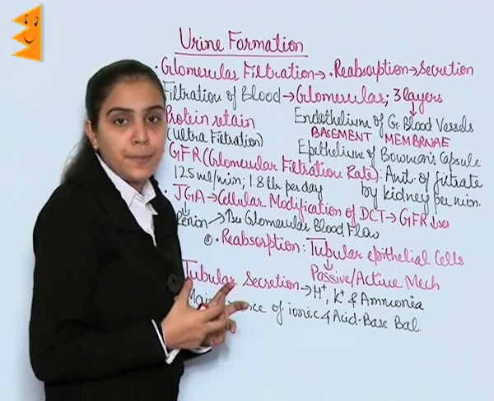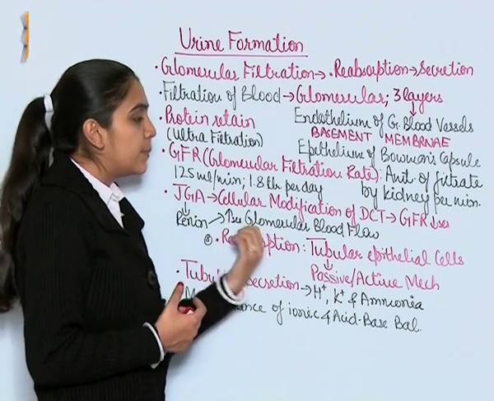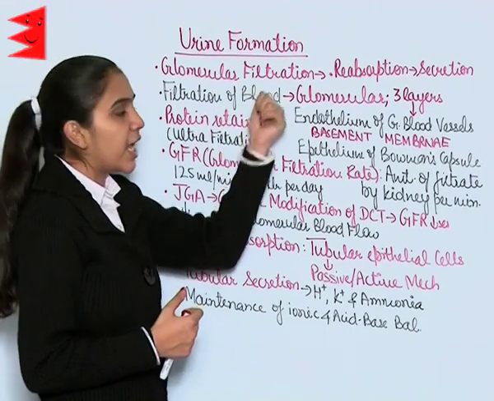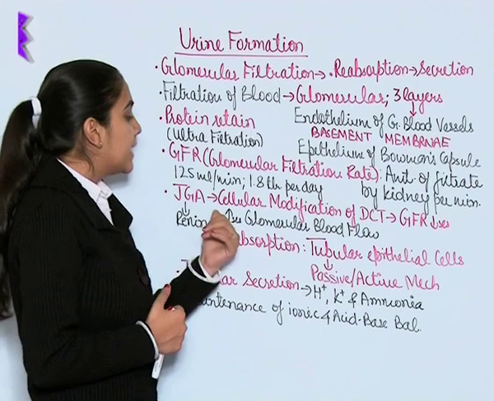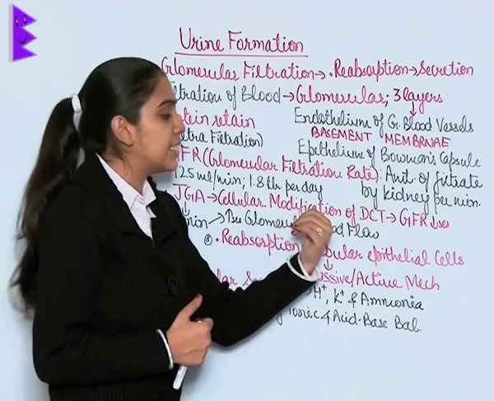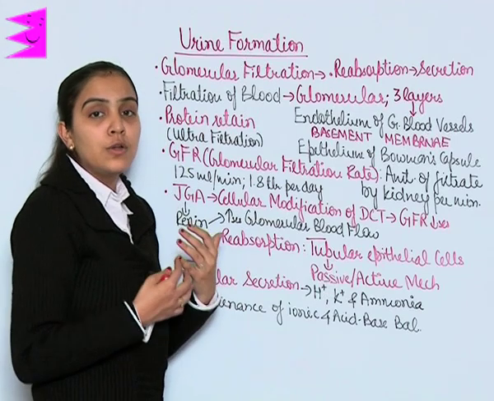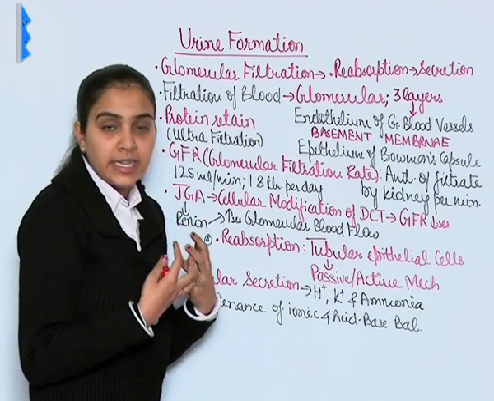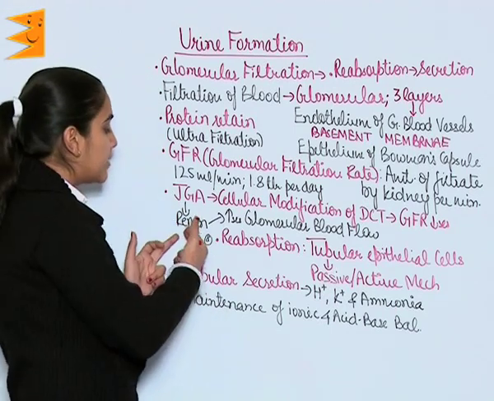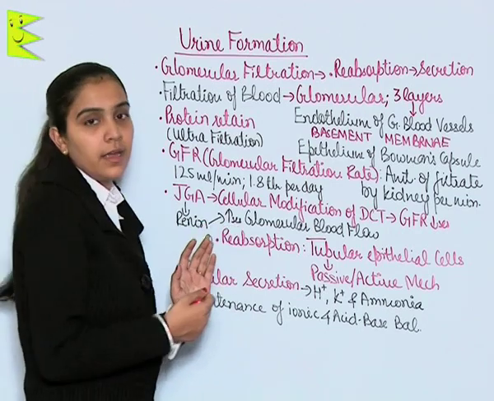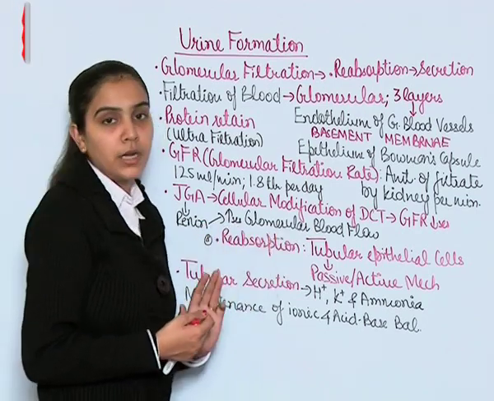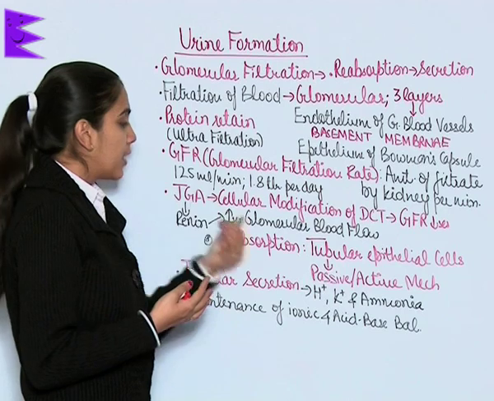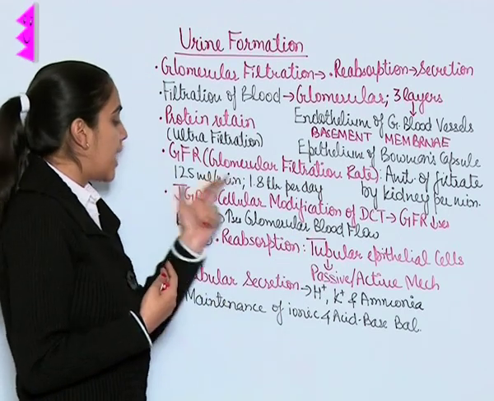JGA is an apparatus which is responsible for the maintenance of glomerular filtration. It keeps a check on glomerular filtration. It is a cellular modification present in the DCT. When the glomerular filtration rate decreases, the JGA gets activated, thus releasing renin, and this renin in turn increases glomerular blood flow, hence bringing it back up to the normal level, hence maintaining GFR.